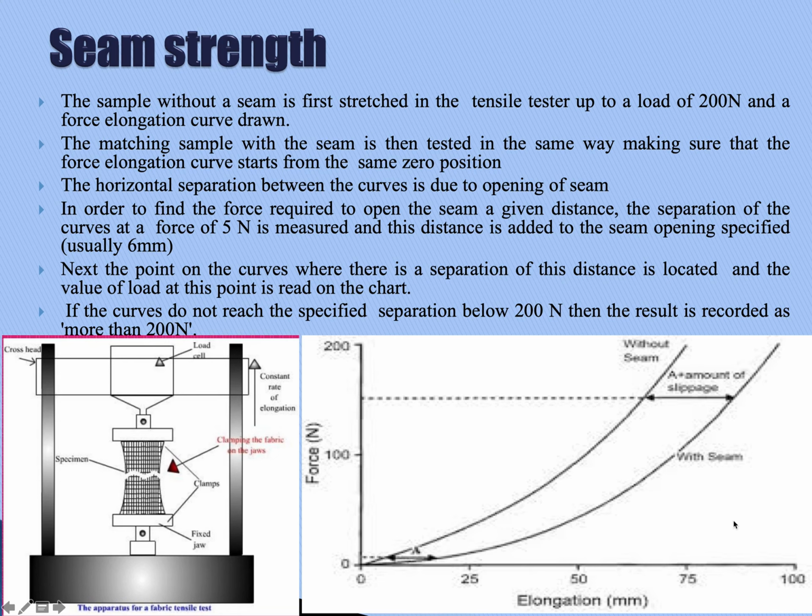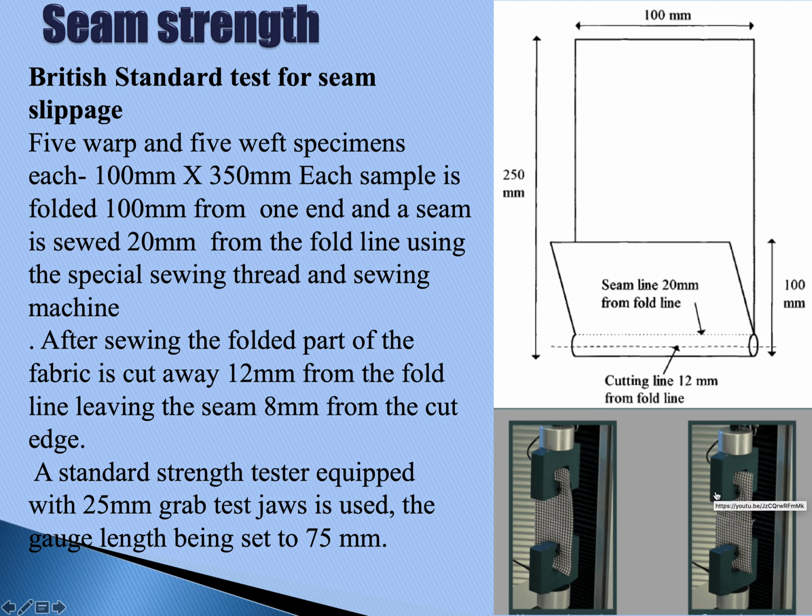So this is the method I was referring to, where the load elongation curve is plotted, one for the seamless sample and another for the fabric where the seam has been applied. For each of these two individually, the load elongation curve will be plotted, one without a seam on the fabric, and the other where the seam has been applied using this method.